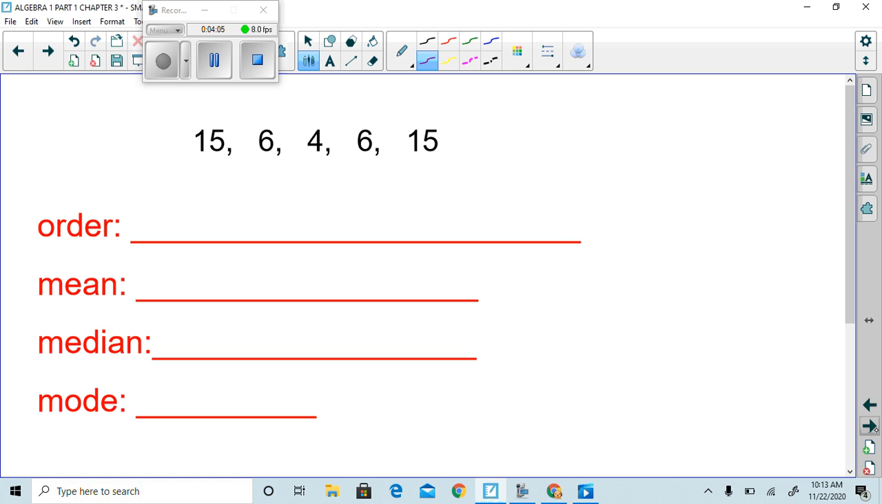On to my next problem. Again, I give you a series of numbers, 1, 2, 3, 4, 5. There are 5 data items.